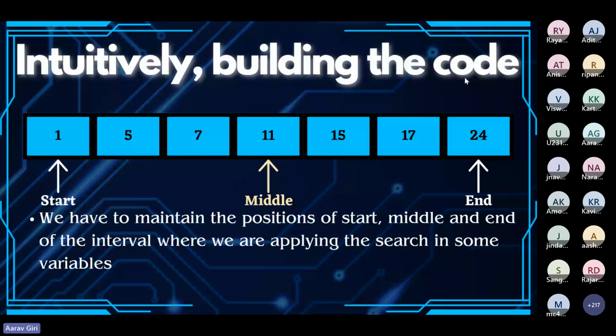Suppose my middle element is greater than the key. Suppose I was searching for 7. So in that case, what I will say, everything greater than 7 is not of my interest.